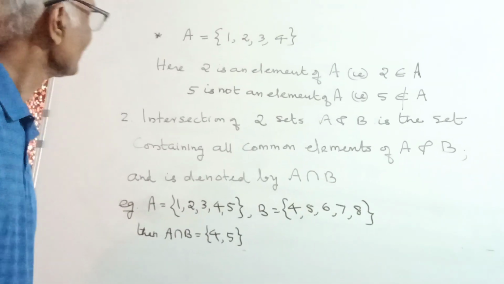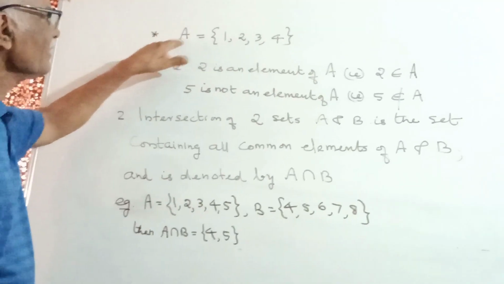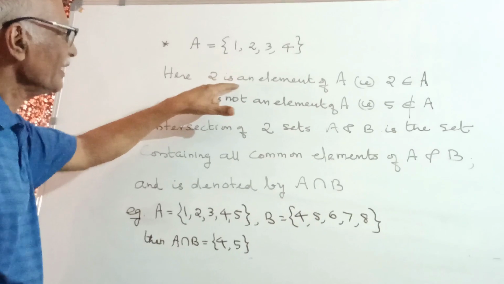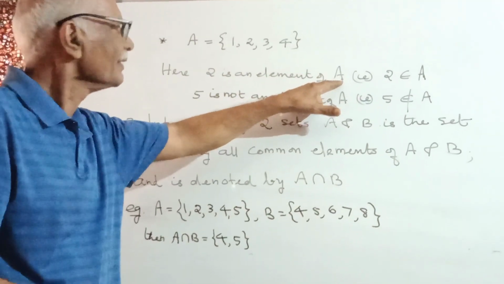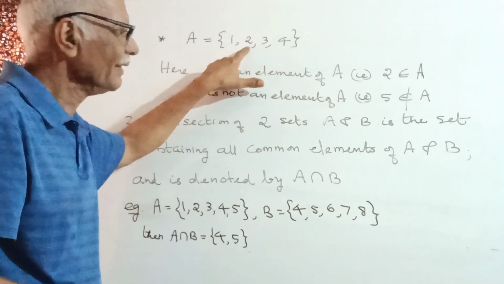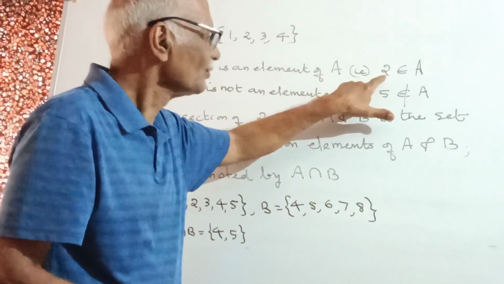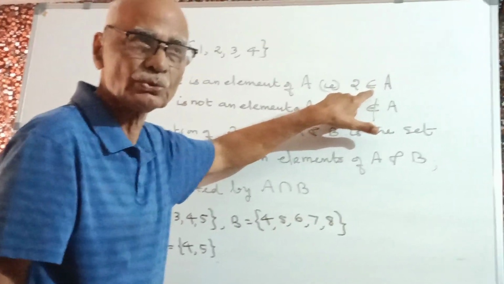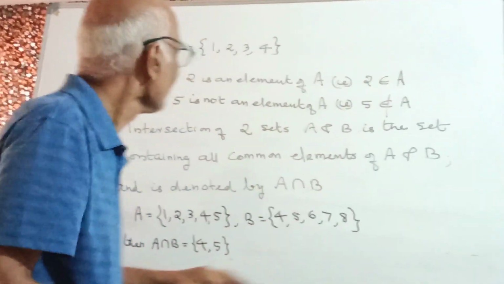Okay, now we consider A is a set {1, 2, 3, 4}. Now 2 is an element of A. We can say 2 is in A. And we denote this as 2 ∈ A. This symbol is belongs to. So 2 belongs to A.